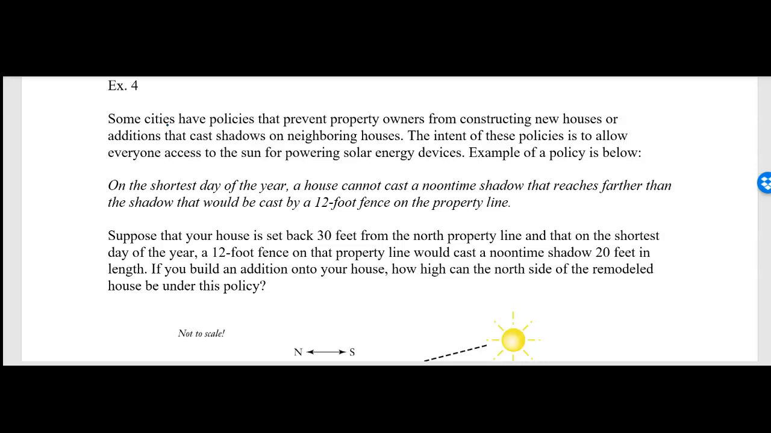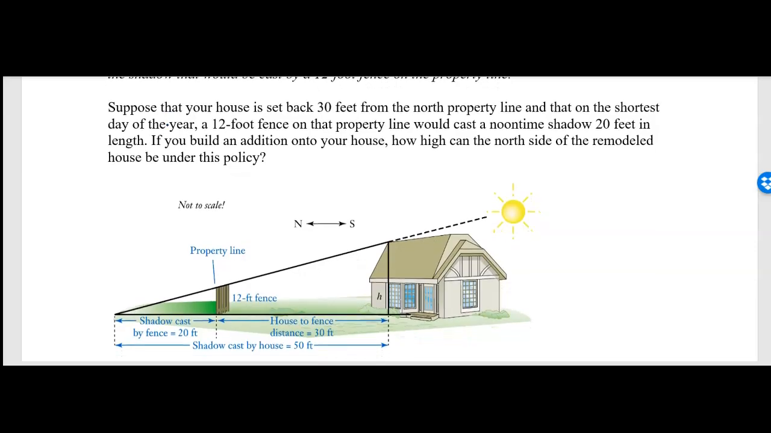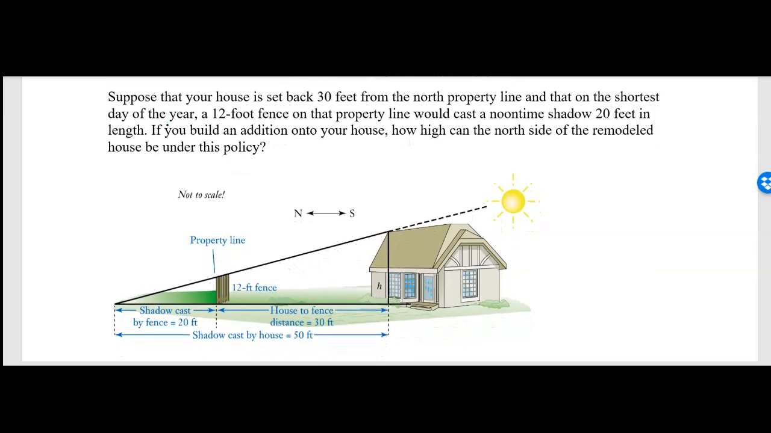Suppose your house is set back 30 feet from the north property line, and that on the shortest day of the year, a 12-foot fence on that property line would cast a noontime shadow 20 feet in length. If you build an addition on your house, how high can the north side of the remodeled house be under this policy? All right, what's happening here is we're looking at the shadows, right?